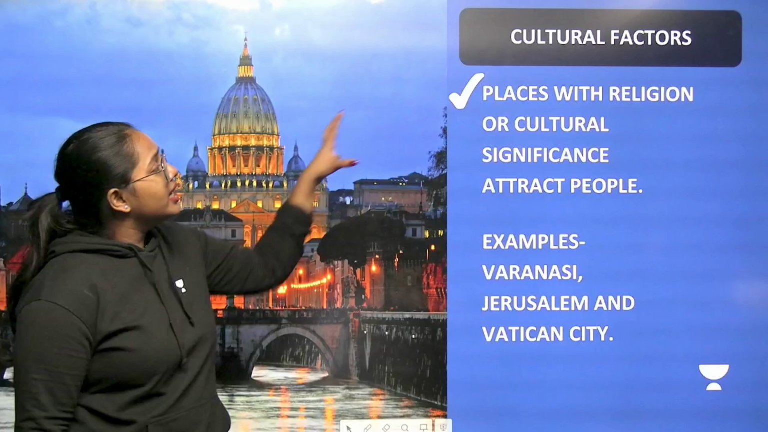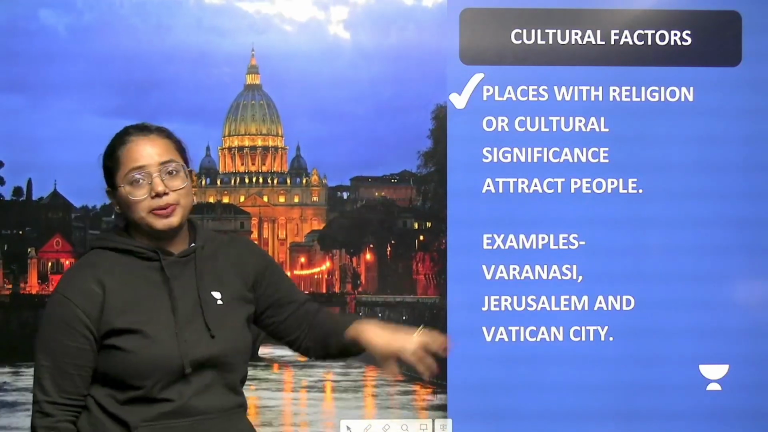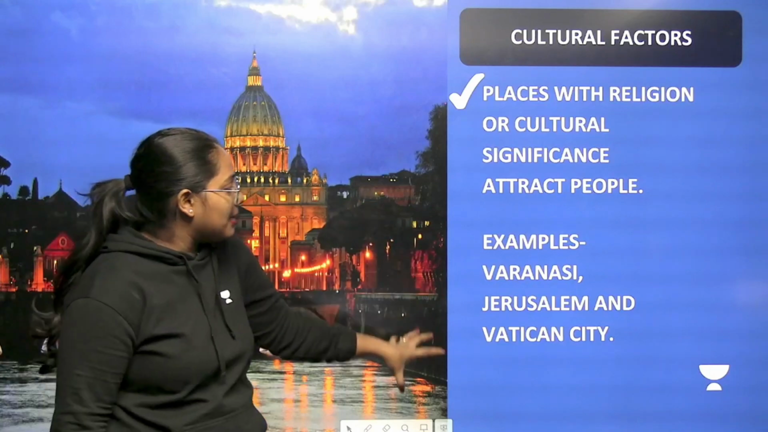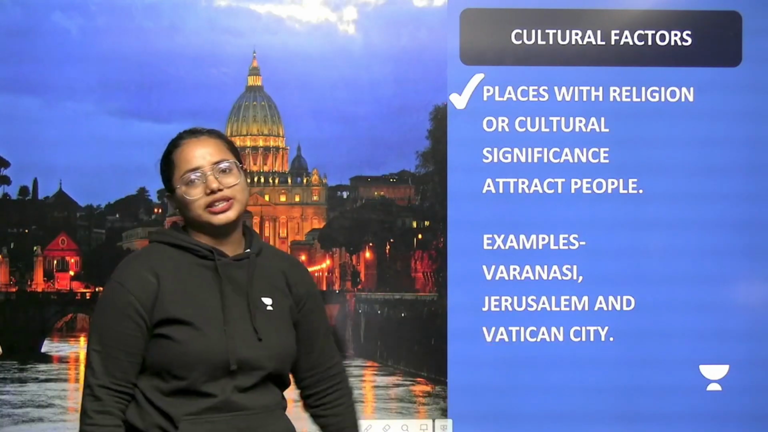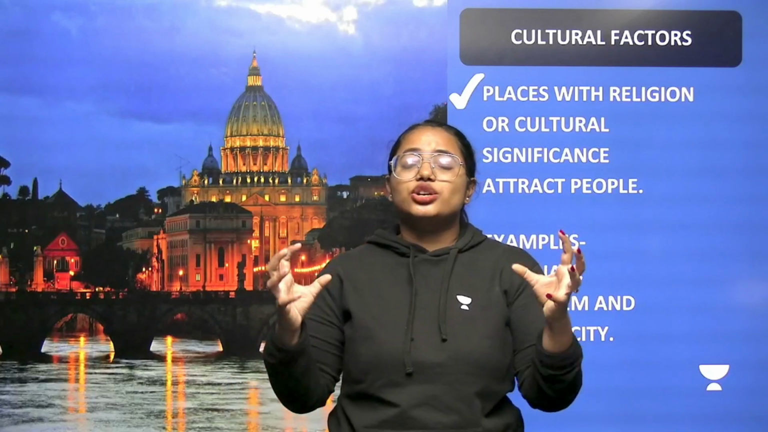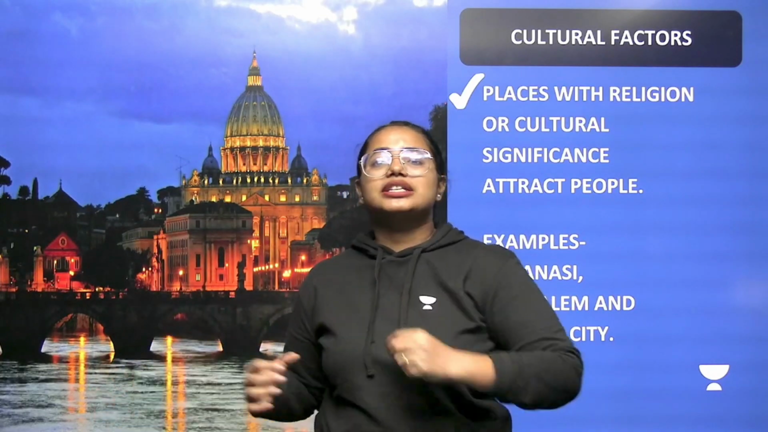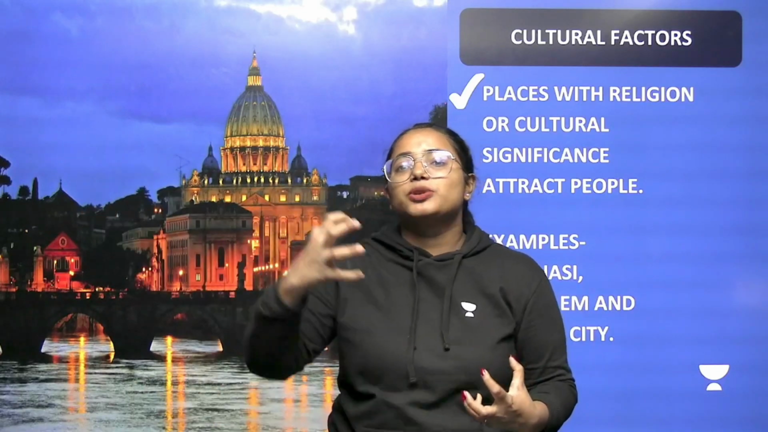What are they? Cultural factors. Places with religious or cultural significance attract people, right? So let's take some examples here. Varanasi, Jerusalem and Vatican City can also be considered as areas where the cultural significance is very, very high. Clear? So these can also be considered as various reasons that attract people to live there.